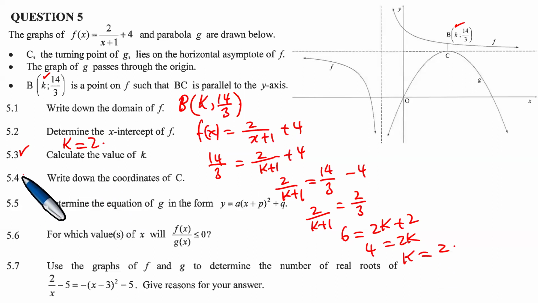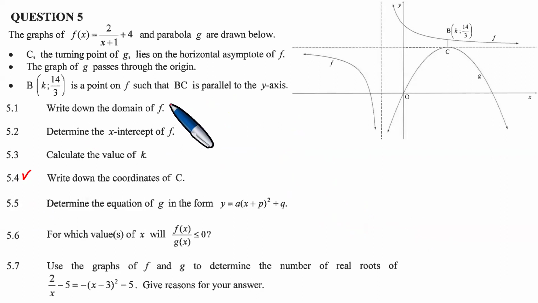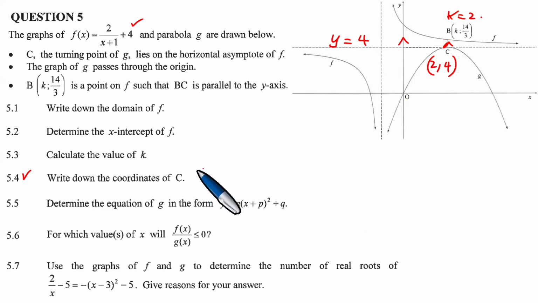We need to write down the coordinates of C. First things first, we realize that k is equal to 2. C is the turning point of g and lies on the horizontal asymptote of f, and clearly the horizontal asymptote has the equation y equals 4. So the coordinates of C are x is 2 and y is 4. BC is parallel to the y-axis, so x is the same at B and at C. So the coordinates of C are exactly 2 and 4.